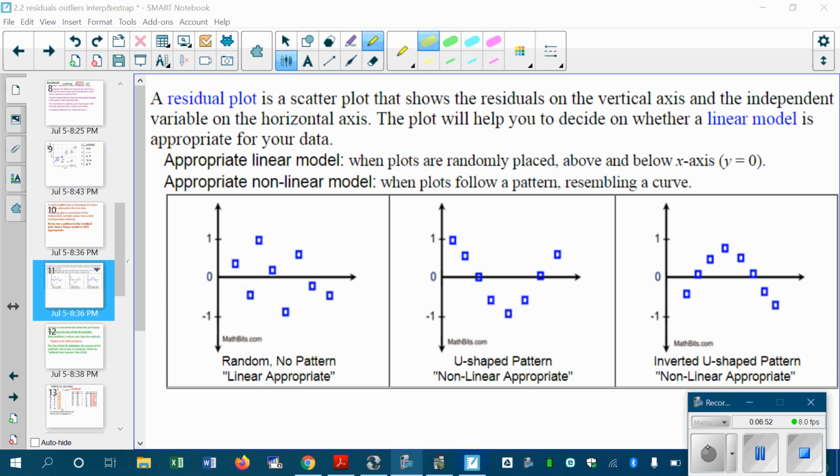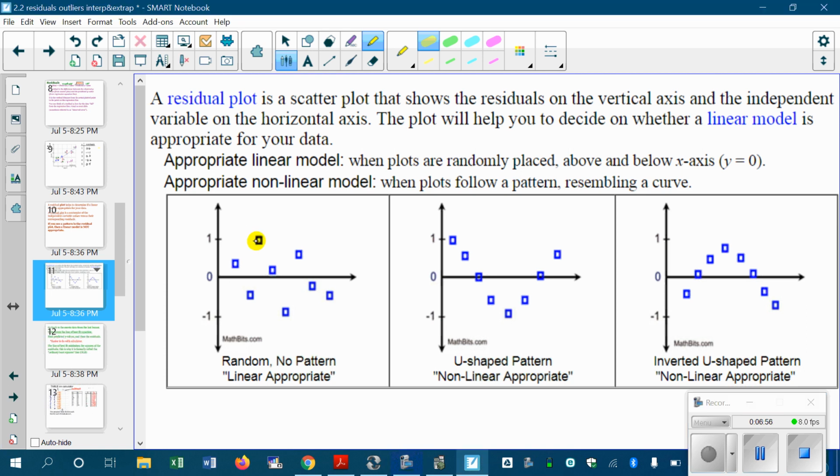That lack of pattern is telling you that there's good scatter, right? We have some positive residuals on this part of the graph. We have some negative residuals on this part of the graph, and those don't all fall in just one part of the graph or another. They're kind of just mixed up arbitrarily, and that's good.